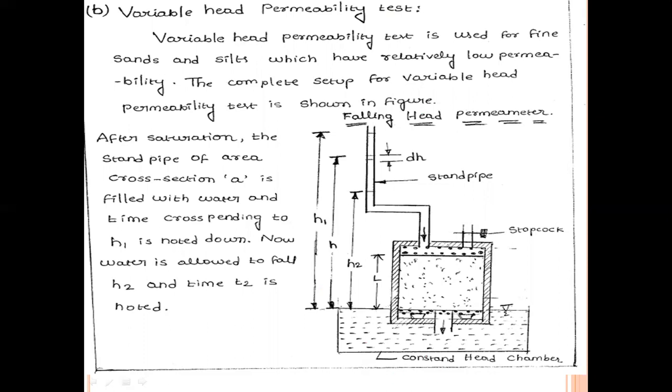It is the constant head chamber, standpipe, stopcock. Here L is the length of the sand. The starting falling head is H1, and next the fall to H2 is at time T2.